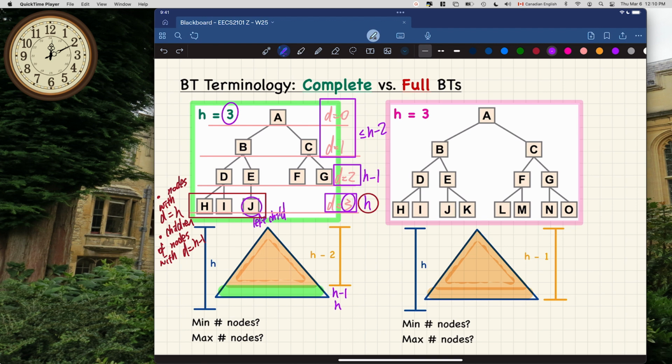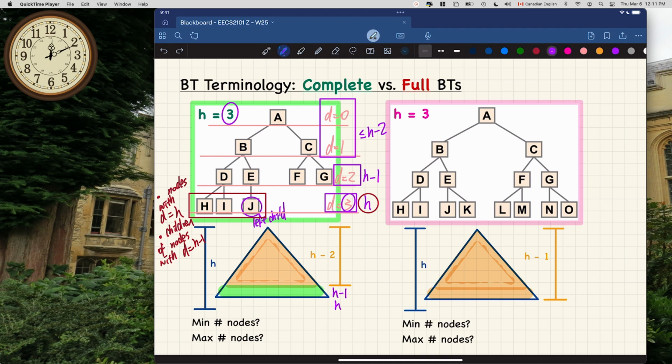What we want to know is, if I tell you that a binary tree is complete, what would be the minimum number of nodes and what would be the maximum number of nodes? So I have the tree completely full all the way until the second last level, h minus 1. What will be the minimum in order for the tree to be complete? You just add one node. Do you see what I mean?